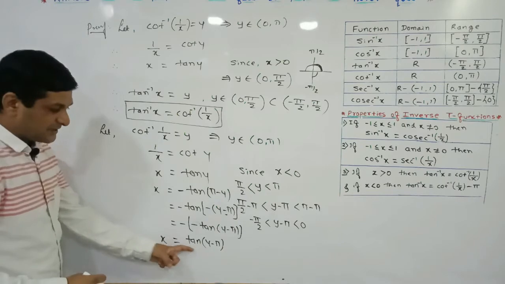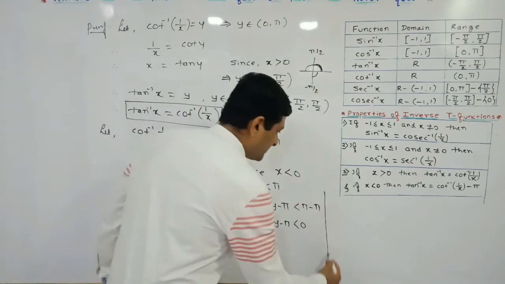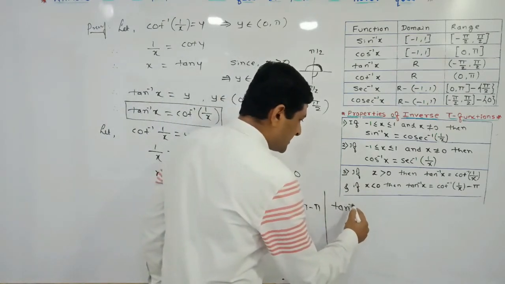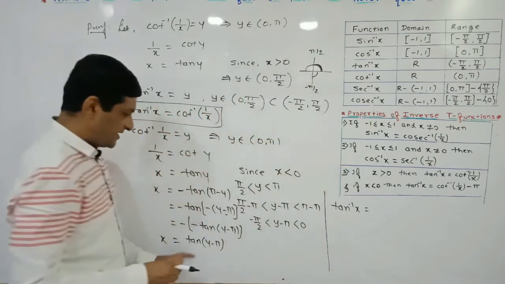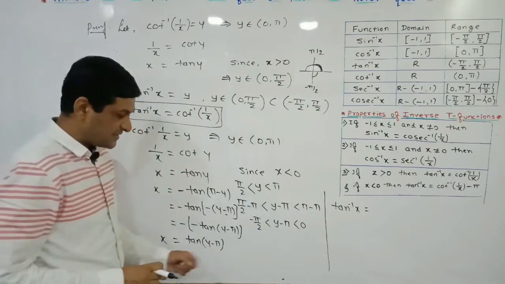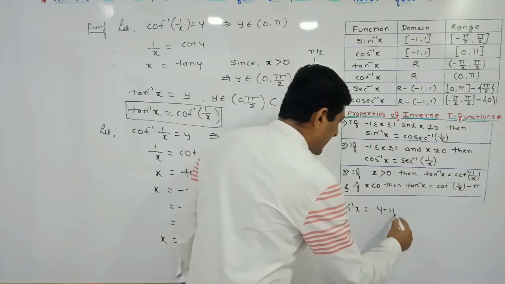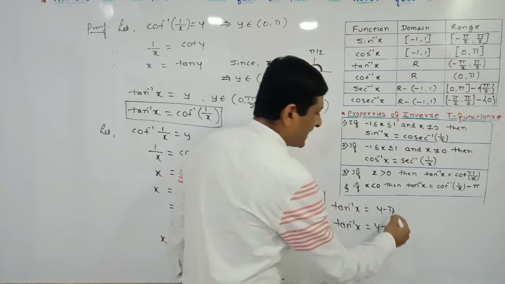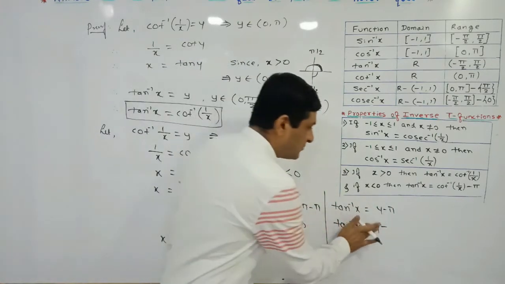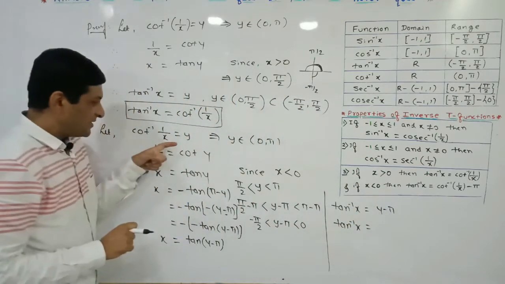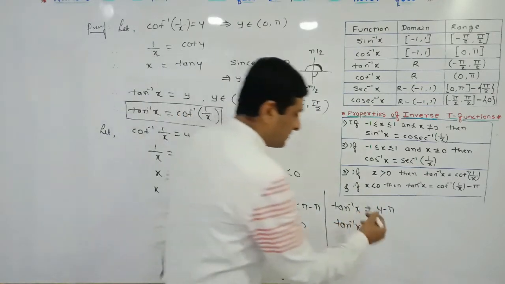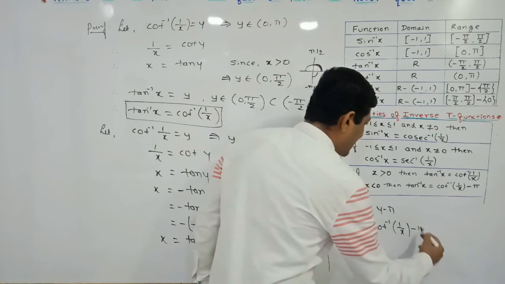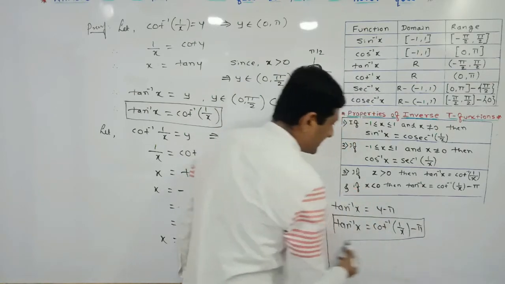Now we are taking tan inverse on both sides. Let us see what we'll get. On this side we will get tan inverse of x, and on this side tan and tan inverse will get cancelled, so we get y minus pi. So tan inverse of x, keep it as it is, equals y minus pi. Y we are replacing by its value. What is the value of y? Y is nothing but cot inverse of 1 by x. So replace this y by cot inverse of 1 by x. Keep this minus pi as it is and check whether we have got our required result or not.